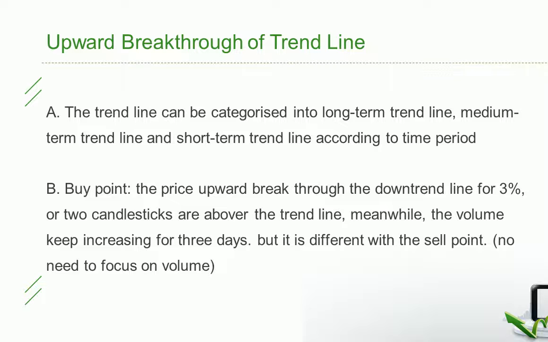You should know that according to the time period, you can know whether it's long term, medium term or short term. Buy point: the price breaks upward through the downtrend line by 3%, or 2 candlesticks are above the trend line. Meanwhile, the volume keeps increasing for 3 days. But it is different for the sell point. No need to focus on volume, okay? But if you want to check whether the price breaks upward through or not, volume is very important for us. It's necessary. But if you want to check whether the price breaks downward through the trend line, the volume is not necessary, okay?